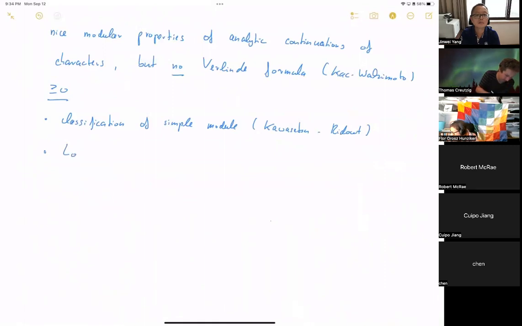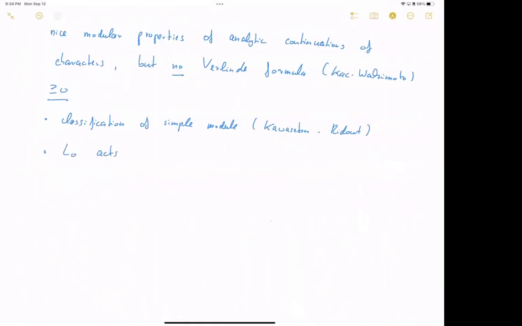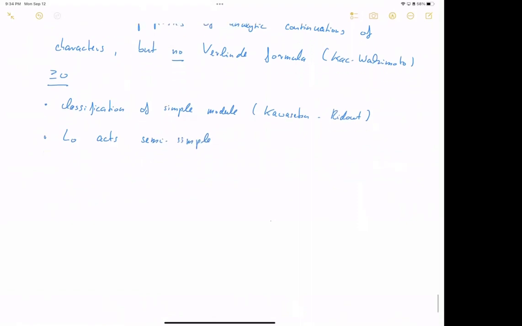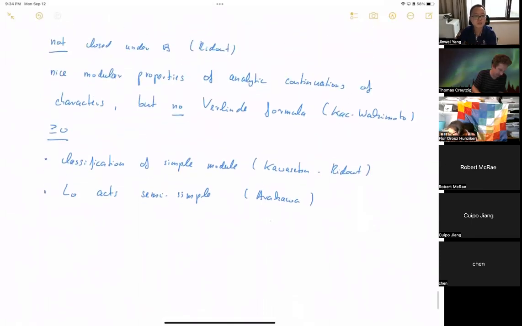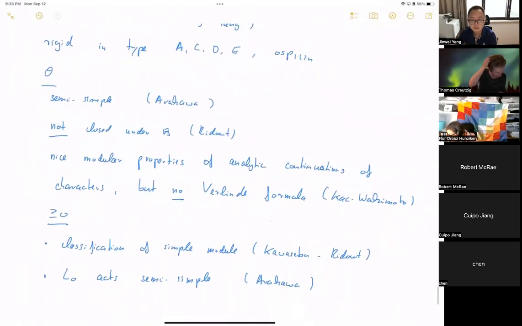One result that is not that easy to find in the literature, because it's a small remark in one of Tomoyuki's papers, is that every lower bounded module admits, at its top level, a central character. So in particular, L0 acts semi-simply. And, yeah, what else?